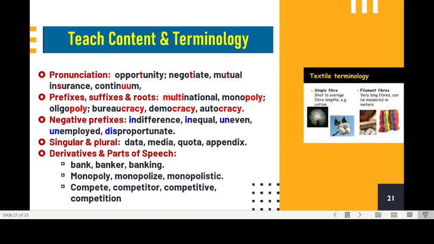Also, derivatives, different derivatives: words derived from the same root and part of speech. Bank, banker, banking. Monopoly, monopolize, monopolistic. Compete, competitor, competition, and competitive.